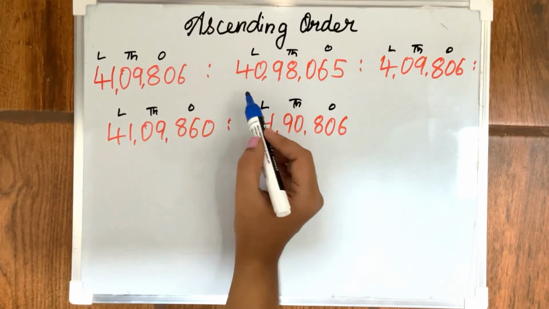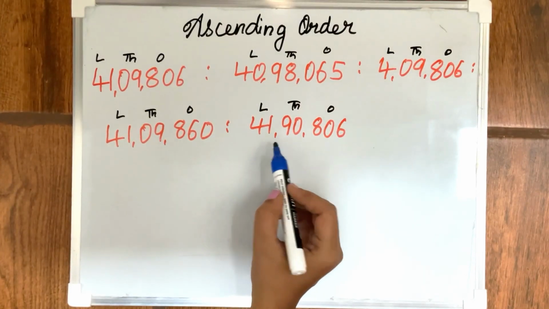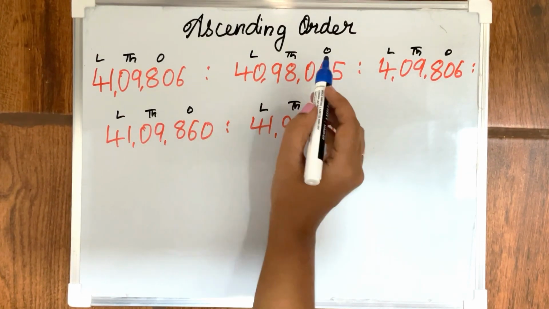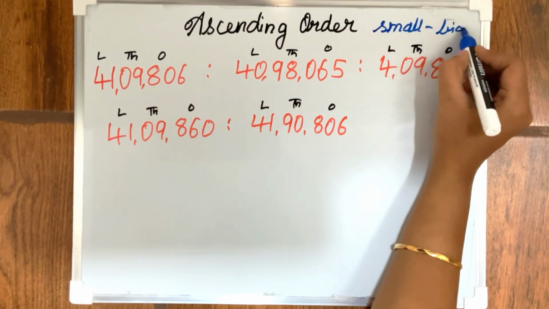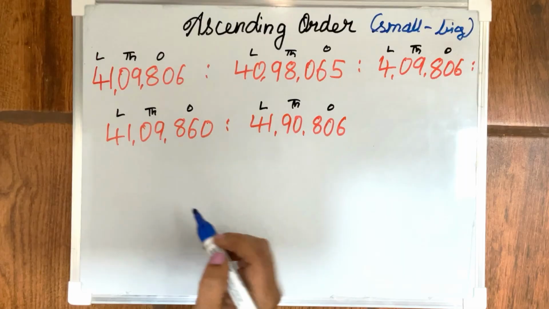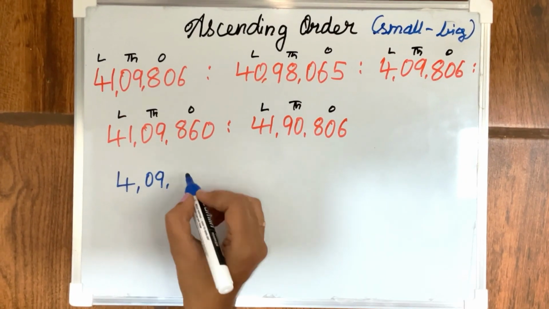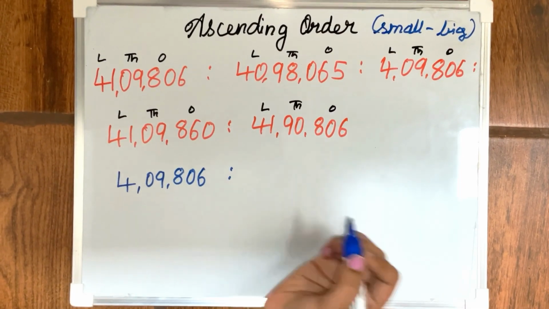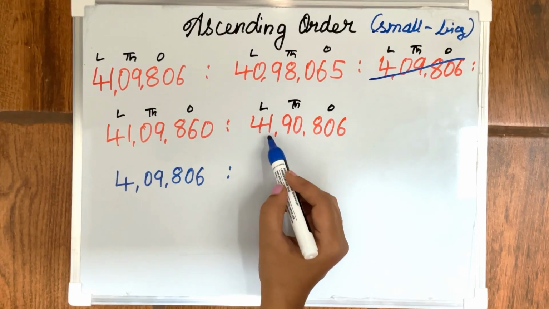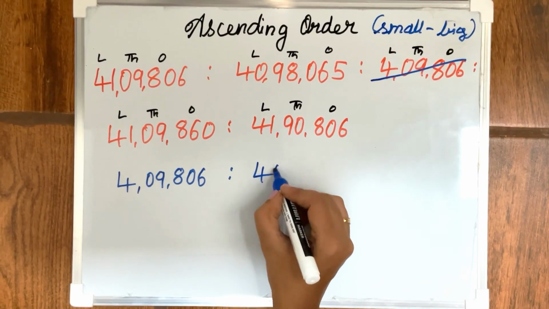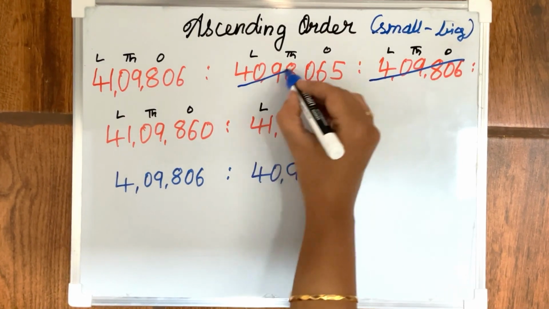So first, let's compare the lakhs period. 41, 40, 4, 41, 41. So 4 is the smallest number. Ascending order means from small to big, right? Okay, 4 is smaller than all the other numbers. So the first number will be 4,09,806. Now this is done. Next, 41, 40, 41, 41. So 40 is smaller. 40,98,065. So this is also done.